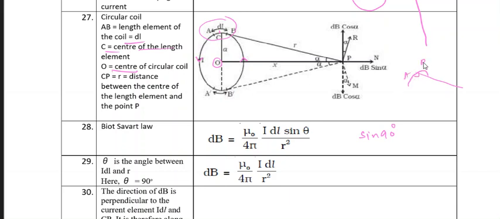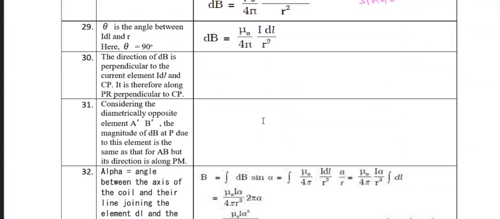So let me consider AB, and this is P. So this part is perpendicular. Now this part means that it will be like this. This is the axis. So perpendicular, 90. Therefore sine 90 is equal to 1. So I dL divided by r squared, with the 4 pi. Then the direction of dB is perpendicular, as I already mentioned, to the current element I dL and to CP. It is therefore along PR, perpendicular to CP.